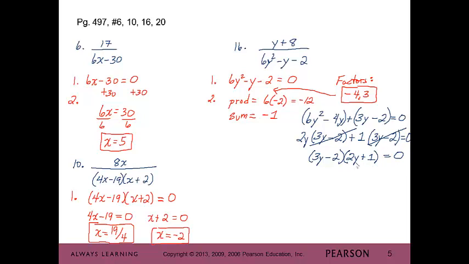So now you end up with an expression just like you had in number 10. So you take each one of your groups and you set it equal to 0. So now we're going to have 3y minus 2 equals 0, as well as 2y plus 1 equals 0. Solve for y in both, and for the first one you get y equals 2 over 3. And then for the second you get y equals negative a half. So when y is 2/3, or when y is negative a half, this expression is undefined.